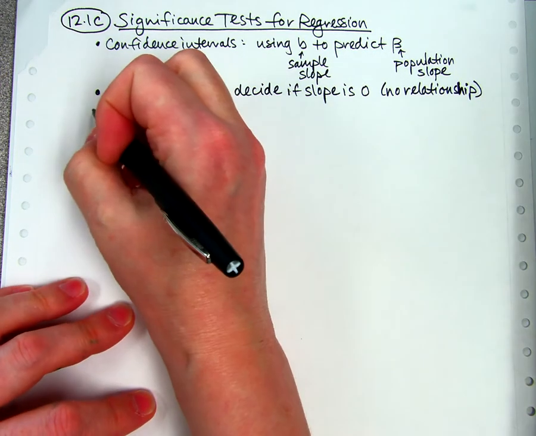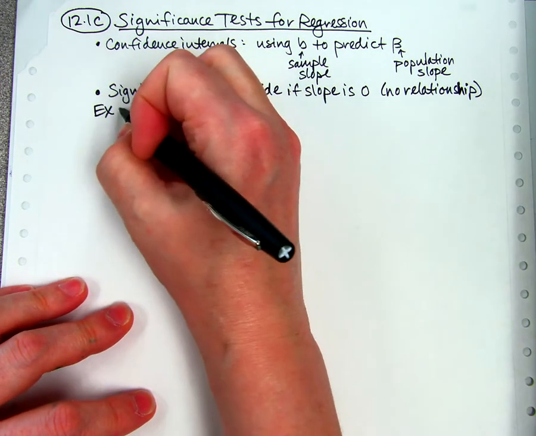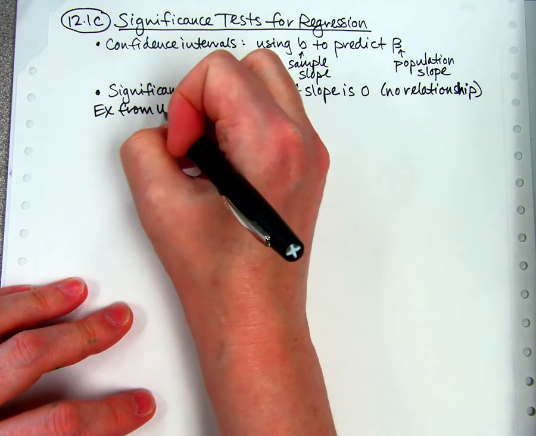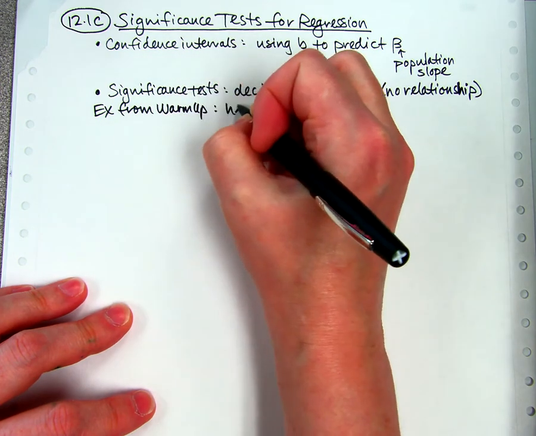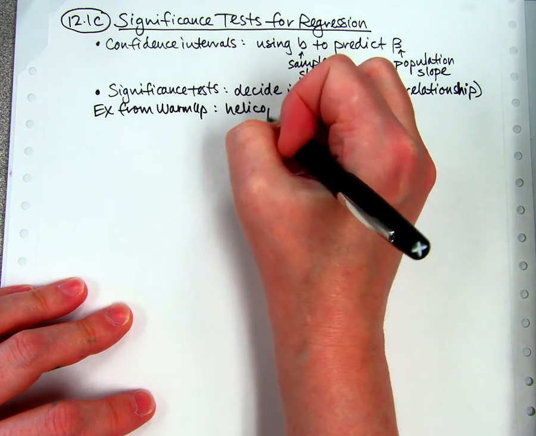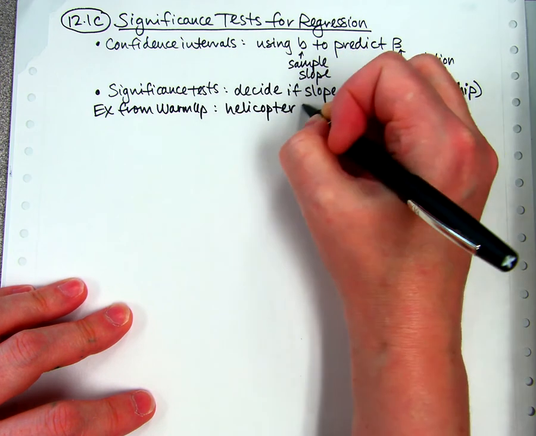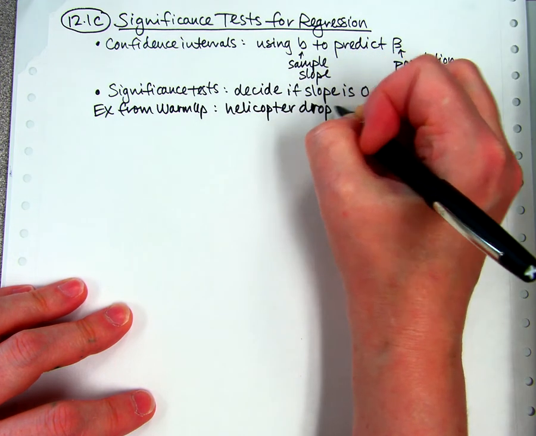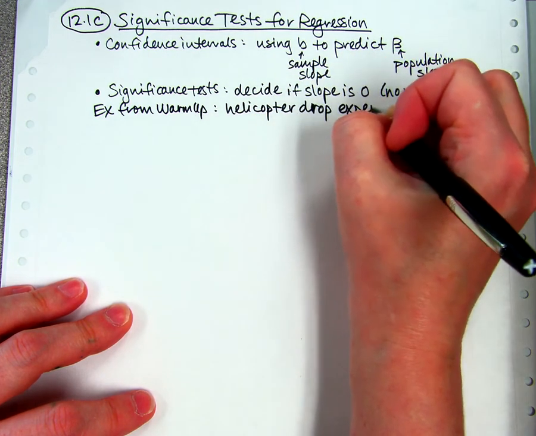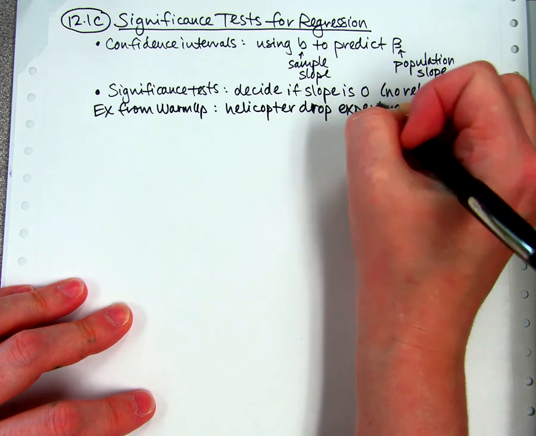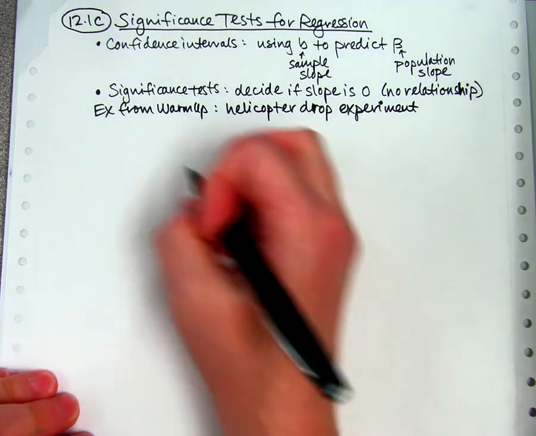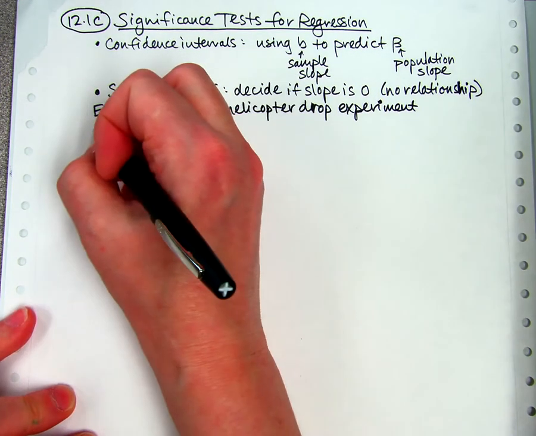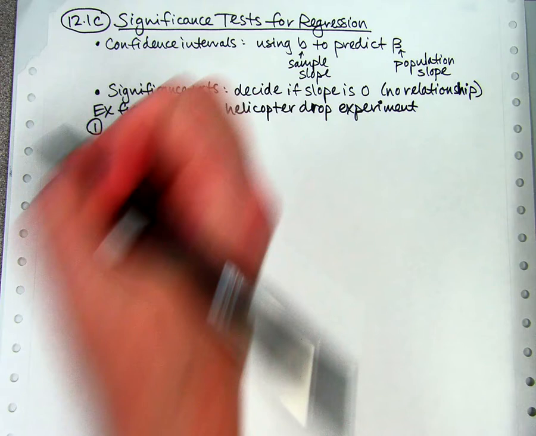So we're going to use the same example that was in the warm-up, which is the helicopter drop experiment. I'm a little bit sad that we can't do that experiment this year. We're just going to read about other classes doing it. So we're going to do a significance test using the information that we had in the warm-up. And I'm just going to do the full 4 steps and talk about the details as I go.